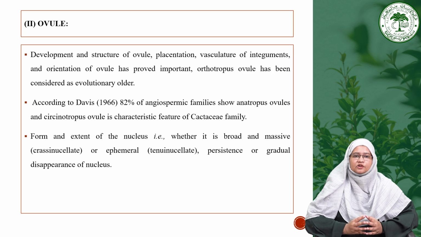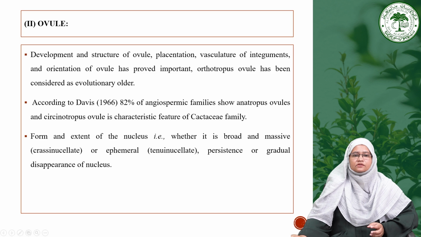Like the orthotropous ovule has been considered evolutionarily older. Then according to Davis, 82% of angiosperm families show anatropous ovules, and the campylotropous ovule is a characteristic feature of the family Cryptaceae. And we see the form and extension of the nucellus, whether it is broad and massive as in crassinucellate, or ephemeral as in tenuinucellate, and the presence or absence of glandular deposit of the nucellus.